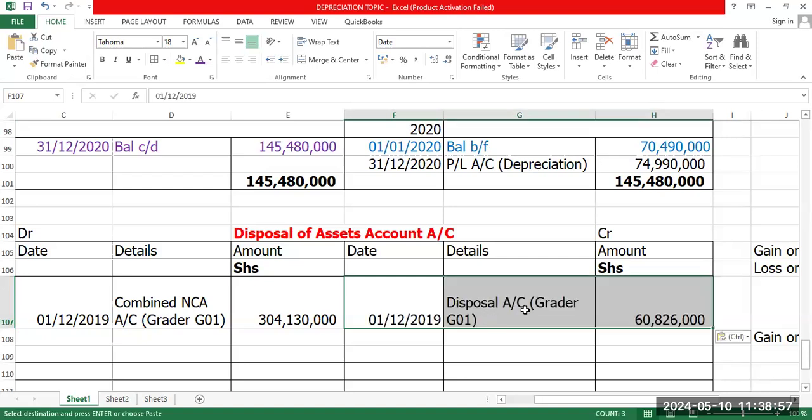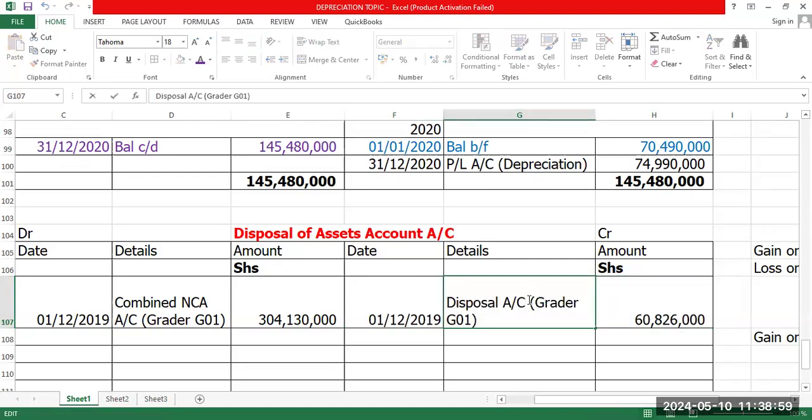I paste, but I am going to remove this word disposal account because you cannot have here disposal and you again say disposal. No, you just write the corresponding account. What was the heading on the top where you picked this information? Depreciation. So it is accumulated depreciation account.